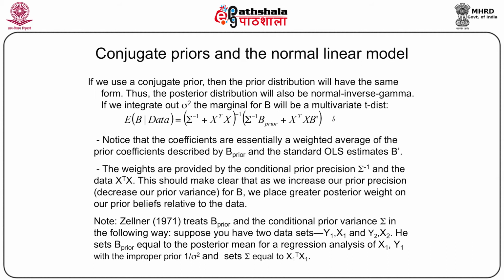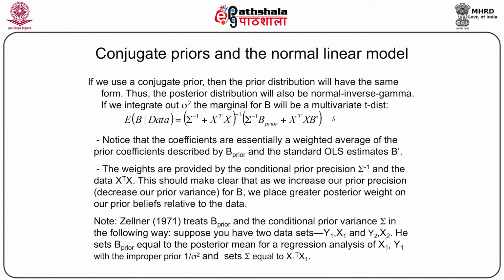Conjugate priors and the normal linear model. Let's see how we find the posterior estimate. If you use a conjugate prior, then the posterior distribution will have the same form as the prior. Thus, the posterior distribution will also be normal inverse gamma. If we integrate out sigma square, the marginal for b will be a multivariate t distribution, and it can be shown after a long calculation that the expected value of b given data, that is the posterior mean of the regression parameter vector given the data, is (sigma prior inverse plus x transpose x) inverse times (sigma prior inverse b prior plus x transpose x b prime).